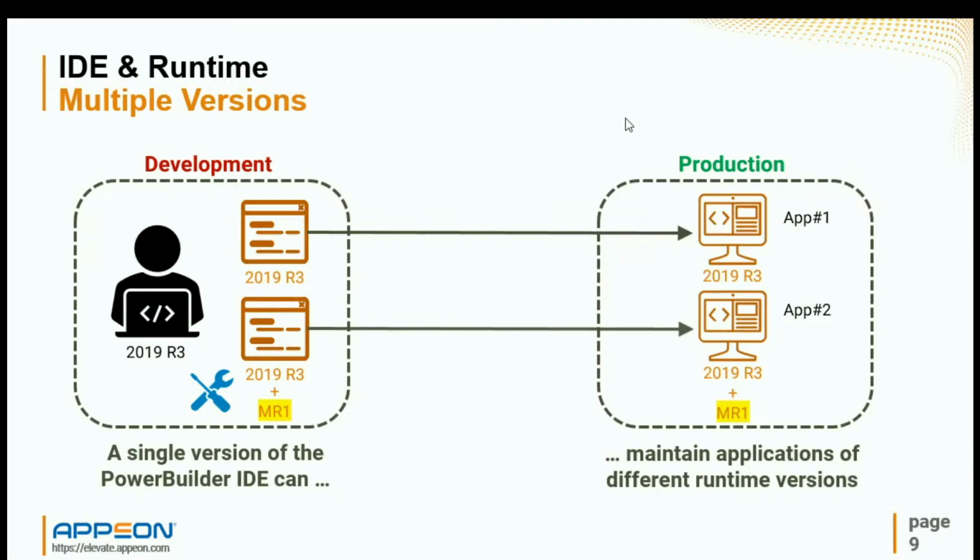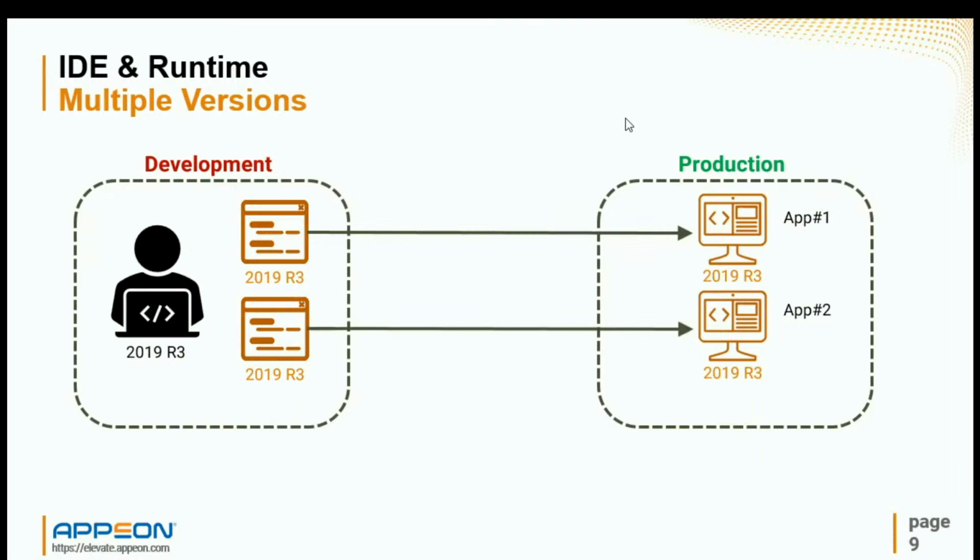And of course, if you reverse this, and something goes wrong with application number 2 and the new runtime, we can easily revert the development environment, remove maintenance release number 1, and revert application number 2 back to the base revision number 3 runtime. So again, rollbacks are much easier to do.